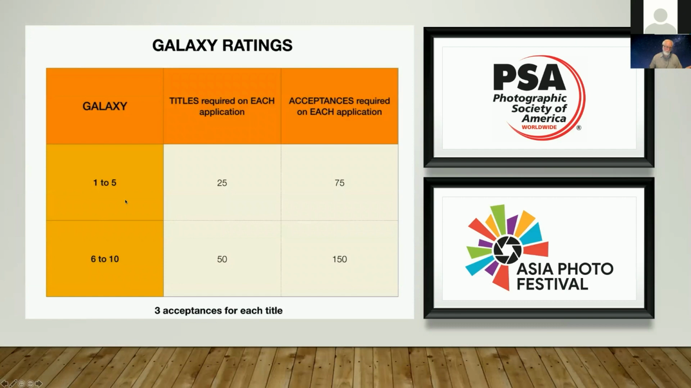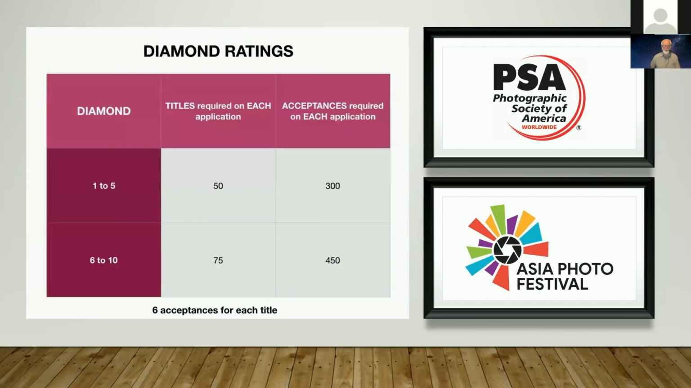Again, just to emphasize what I said before, for Galaxy 1 to 5, it's 25 different titles, 3 acceptances each, which makes 75 acceptances. Galaxy 6 to 10 is still 3 acceptances per title, but you need 50 titles. And then it's a similar thing with the Diamond ratings, except we've now gone up to 6 acceptances for each of your new titles.